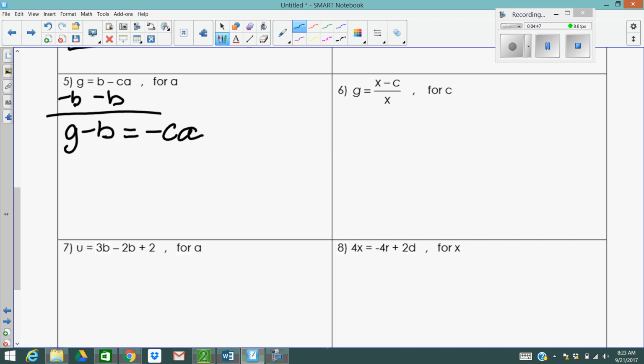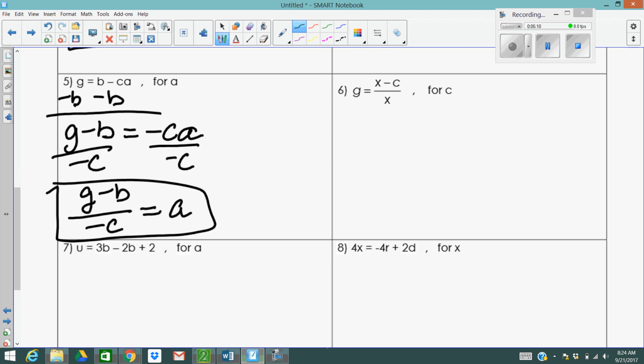So I go ahead and I now want to solve for a. So I have negative c times a. So I get rid of my multiplication by division. So I'm going to divide both sides by negative c. So I'm now left with g minus b all over negative c. And now a is isolated.